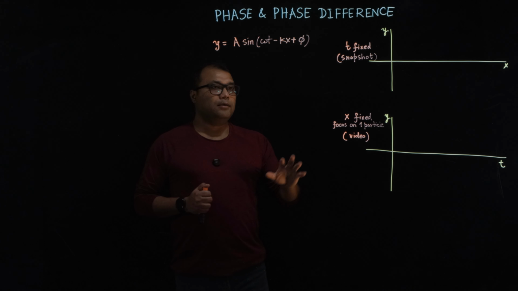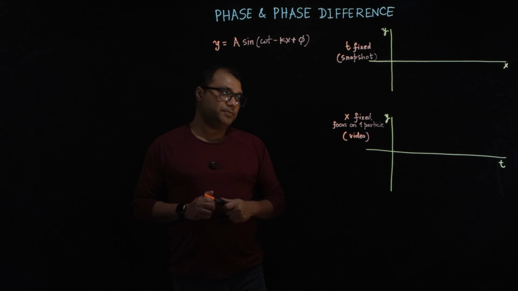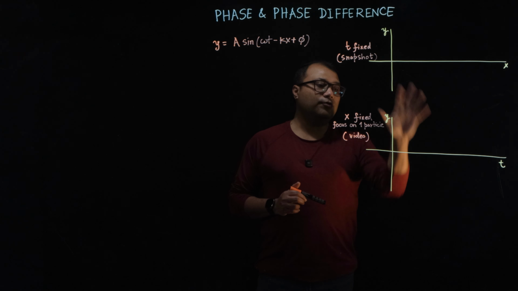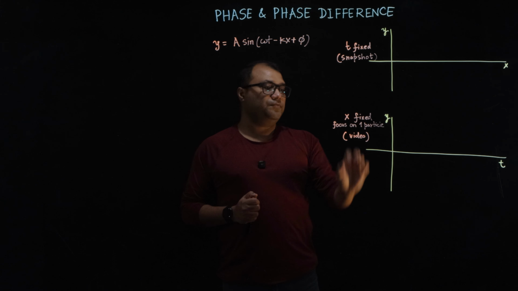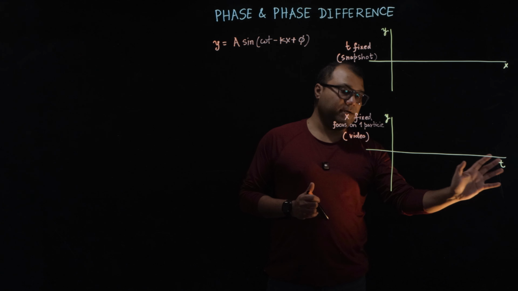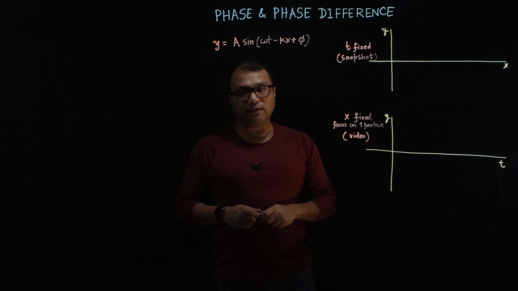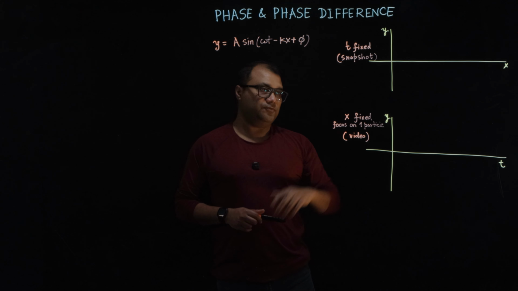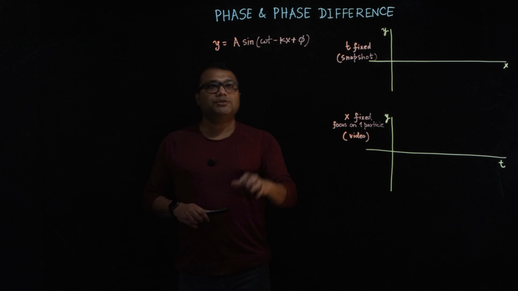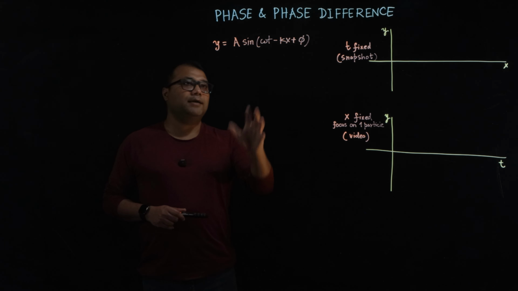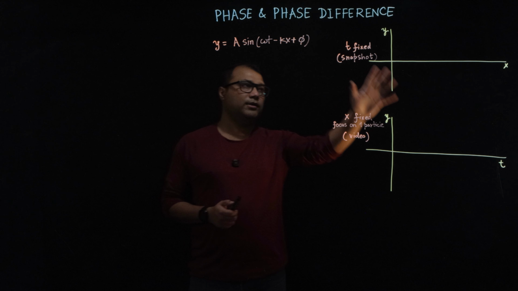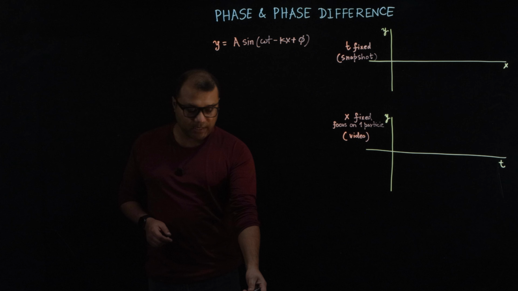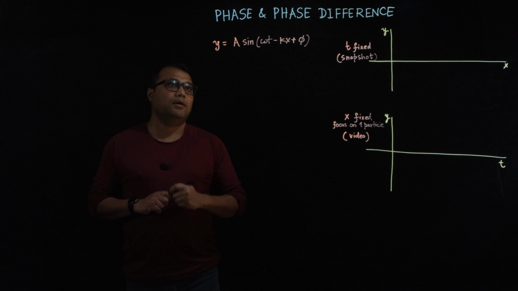So first thing in these concepts, make sure you understand what you are looking at. If it is a y versus x graph, then time is fixed. If it is a y versus t graph, then we are fixing a particle. x is fixed. Okay. Now let's try to plot this at some fixed time. Now before we plot these graphs, let me explain what is a phase.